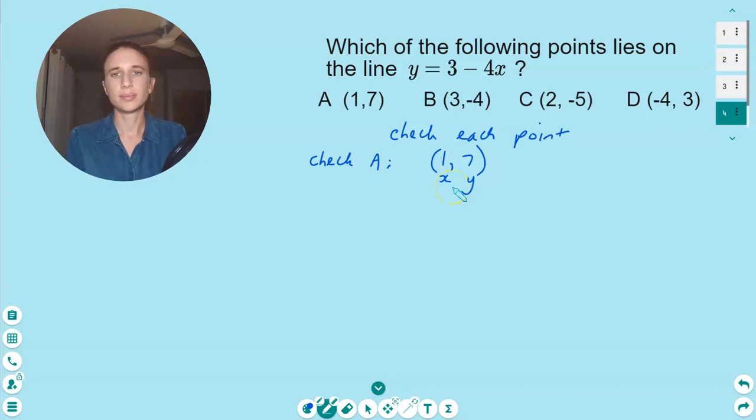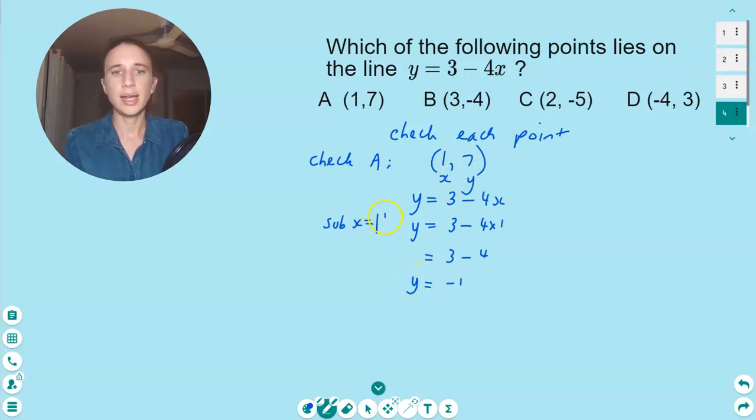Check A. All right. 1, 7. X, Y. Now we are going to say Y equals 3, take 4x, and we're going to substitute in the X value and hope to get out this Y value. Sub X equals 1. 3, take 4 times 1. Simplify. 4 times 1 is 4. So if we plugged in an X value of 1, do we get out a Y value of 7? No, we don't. Does not lie on the line.